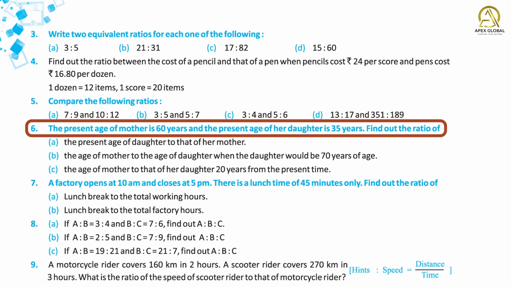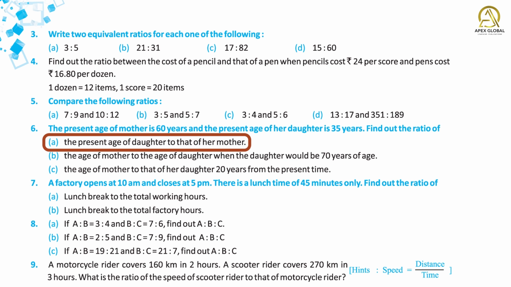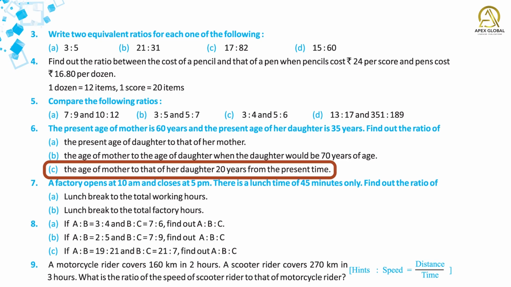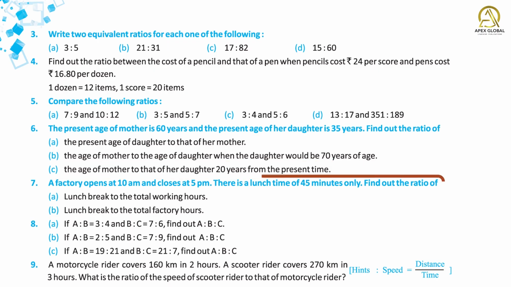Question 6. The present age of mother is 60 years and the present age of her daughter is 35 years. Find out the ratio of A. The present age of daughter to that of her mother. Solution 7 ratio 12. B. The age of mother to the age of daughter when the daughter would be 70 years of age. Solution 19 ratio 14. C. The age of mother to that of her daughter 20 years from the present time. Solution 16 ratio 11.